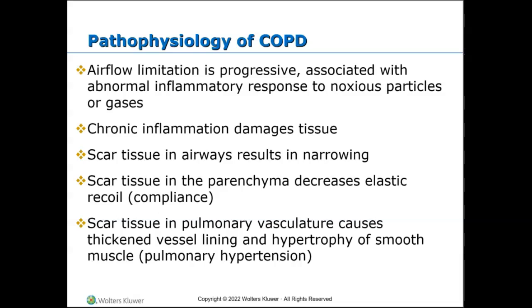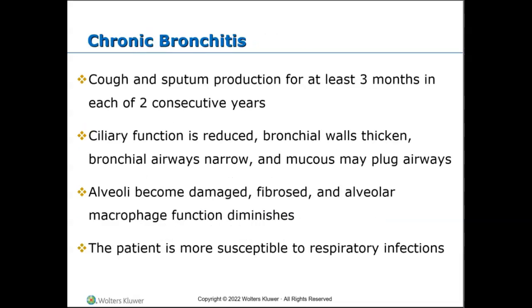Scar tissue in the airways results in them narrowing, and scar tissue in the parenchyma decreases the elastic recoil in the lung tissue. Scar tissue also in the pulmonary vasculature causes thickening of the vessel lining as well as hypertrophy of the smooth muscle. So patients end up getting pulmonary hypertension, right? Which we talked about when Marcel did cardiac.